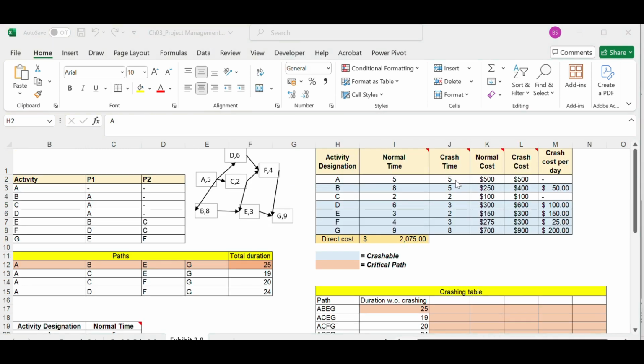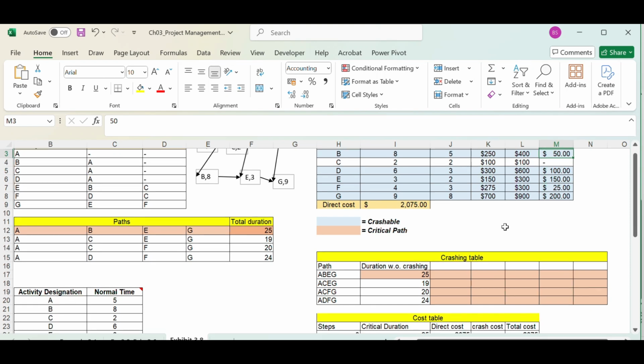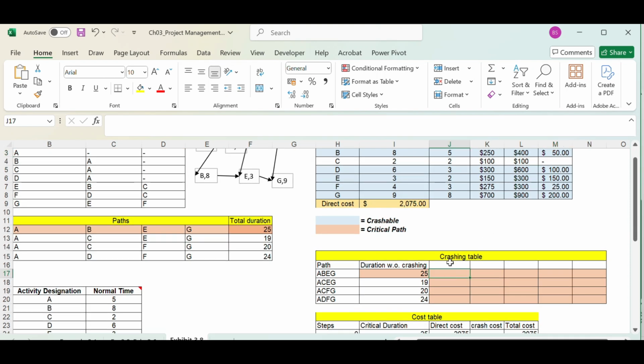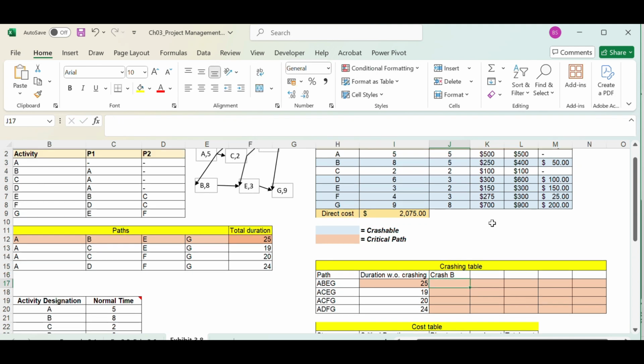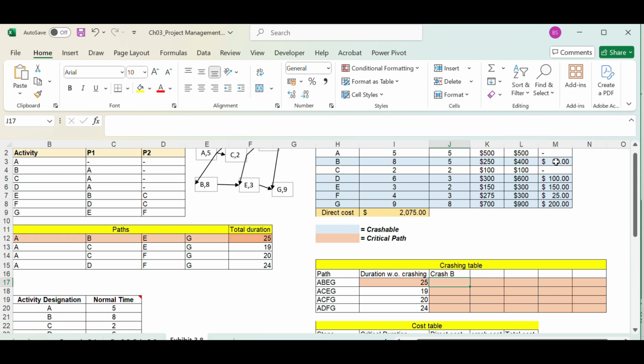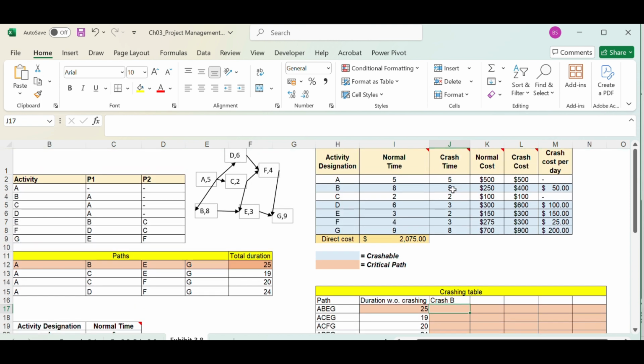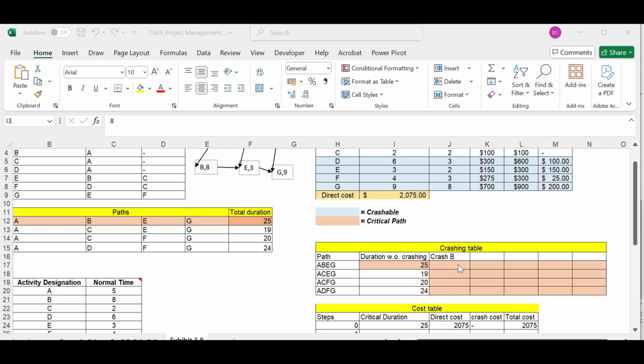Now, our first choice is to crash B because B is in the critical path and it has the lowest cost. The crash cost per day is 50 rupees, $50. So let's calculate the duration if we crash B by one day. How many days can we crash B? The crash time is 5 and the normal time is 8, which means we can crash by 3 days. But we have to crash it one by one. So let's crash B by one day.